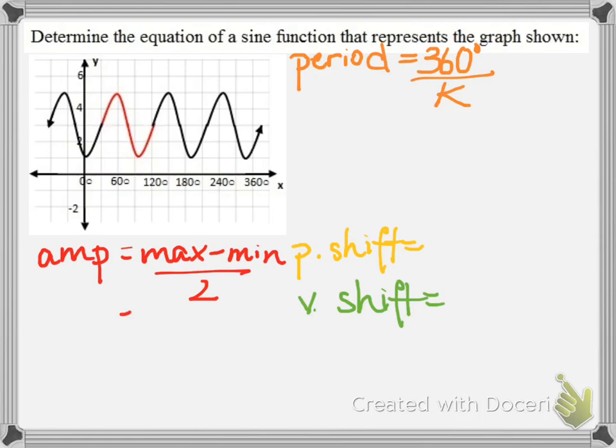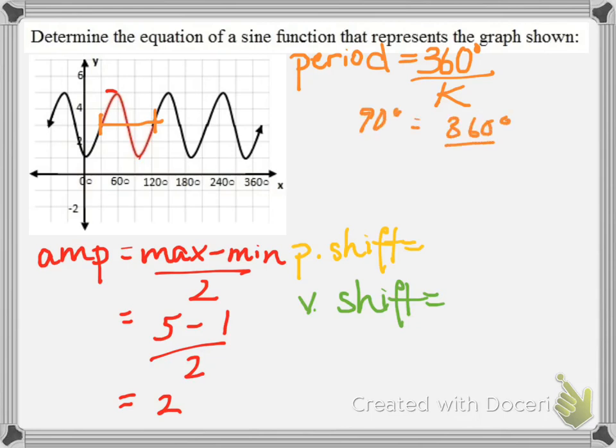So let's calculate the amplitude. So the amplitude, as we know, is max minus min over 2. We know the max is 5 minus 1 over 2, which would be 4 over 2, which would equal 2. Now our period would be 90 degrees because we can see here from the increments that this is 90 degrees, is equal to 360 degrees over k. And from that, I figured out that k is equal to 4.